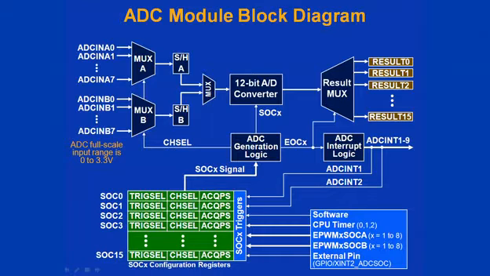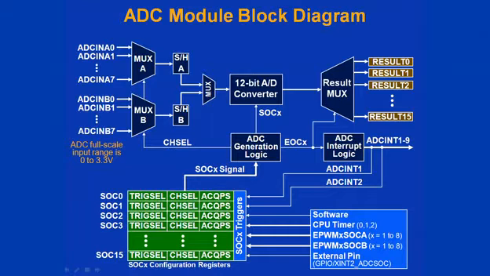The triggers include software by selecting a bit, CPU timers 0, 1, and 2, EPWM A and B 1 through 8, and an external pin. Additionally, ADC in 1 and 2 can be fed back for continuous conversions. The ADC module can operate in sequential sampling mode or simultaneous sampling mode. In simultaneous sampling mode, the channel selected on the A multiplexer will be the same channel on the B multiplexer.